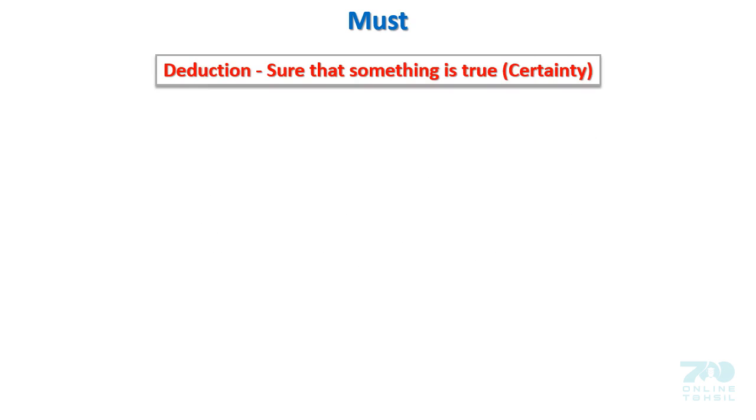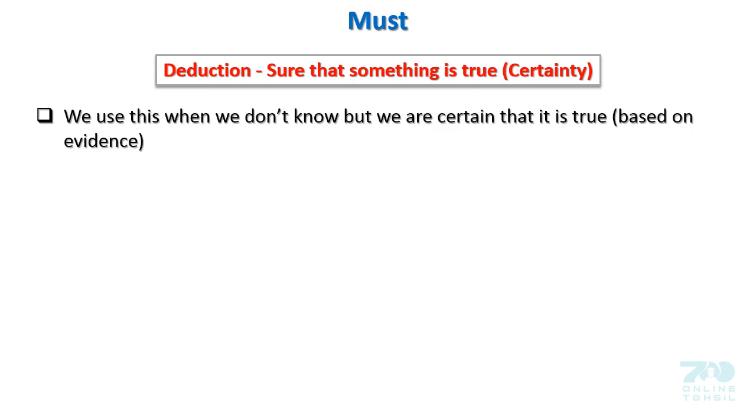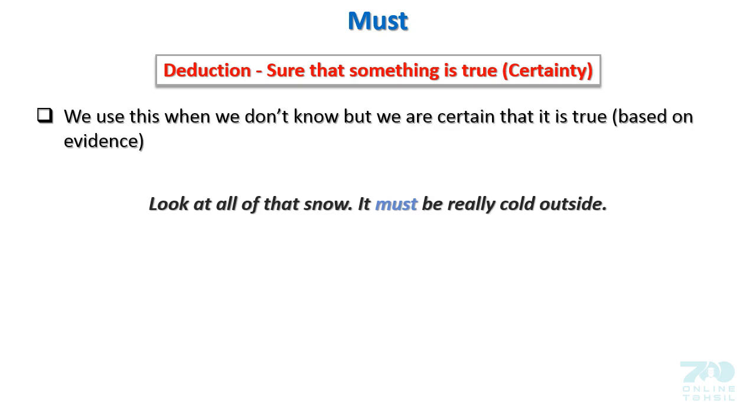Deduction. Sure that something is true. Certainty. We use this when we don't know, but we are certain that it's true, based on evidence. Look at all of that snow. It must be really cold outside.